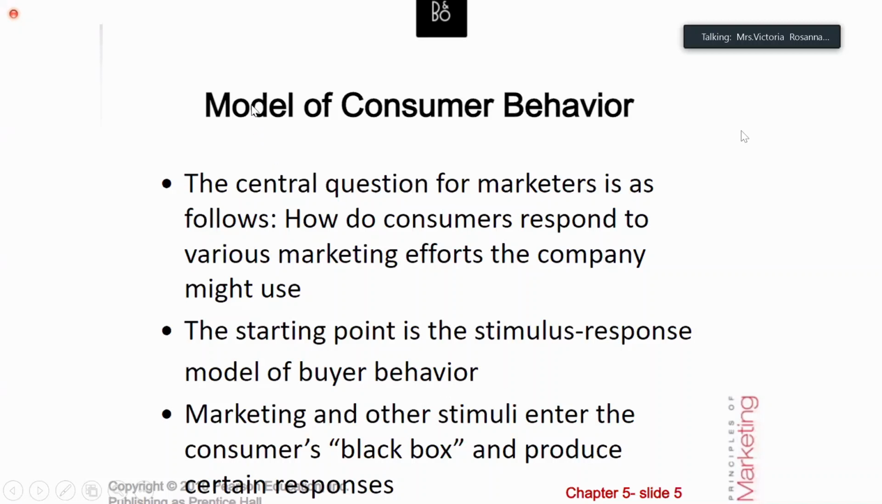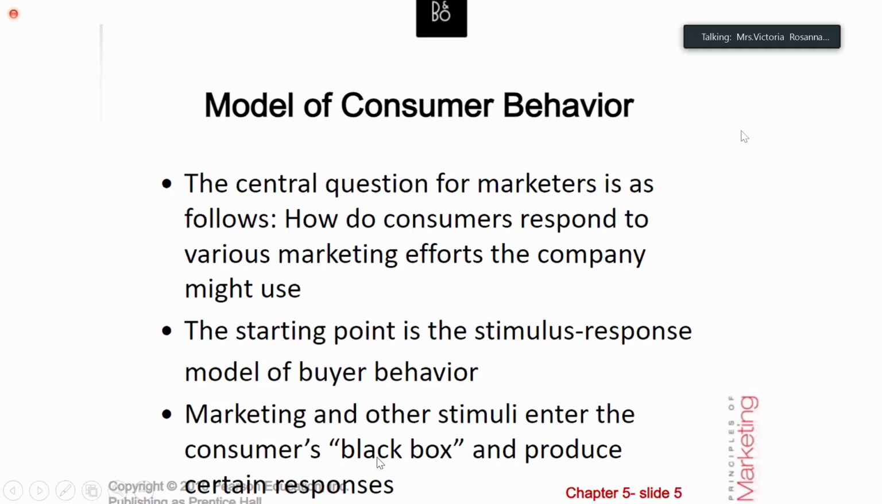So we have said we have to use a model for consumer behavior. Now here we are starting with a model called the stimulus response model of buying behavior, right? So the model which we use in order to understand consumer buying behavior is called what? The stimulus response model of buyer behavior. So under this model, what happens is, the marketing and other stimuli are entering into the consumer's black box. Don't worry if you don't understand, I will show the diagram, and from that you can pick it up easily.